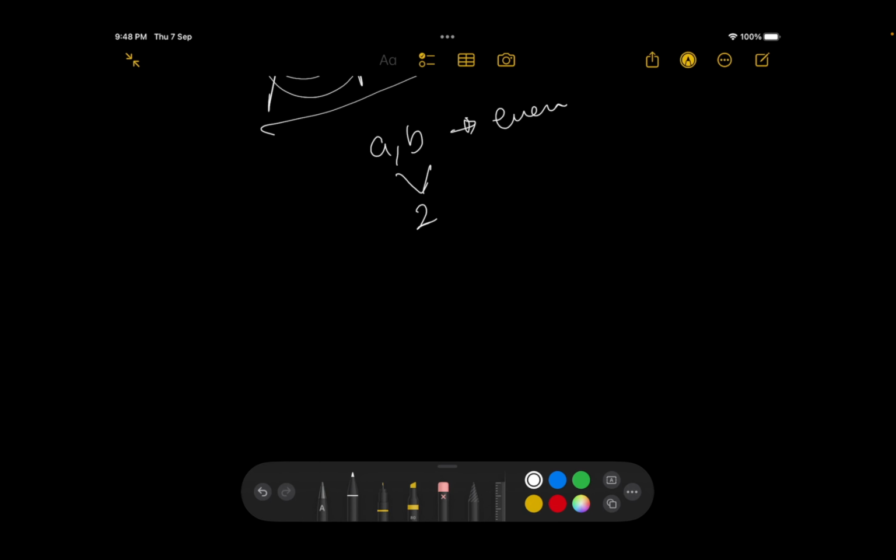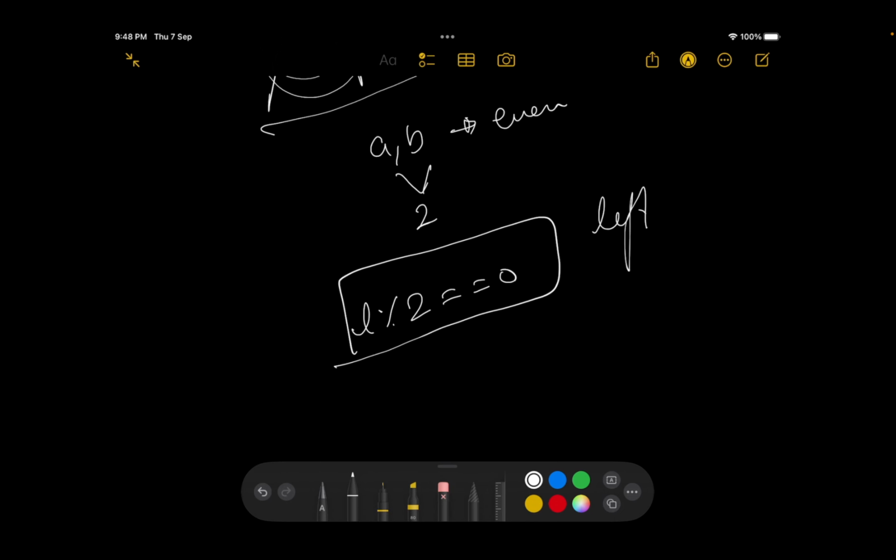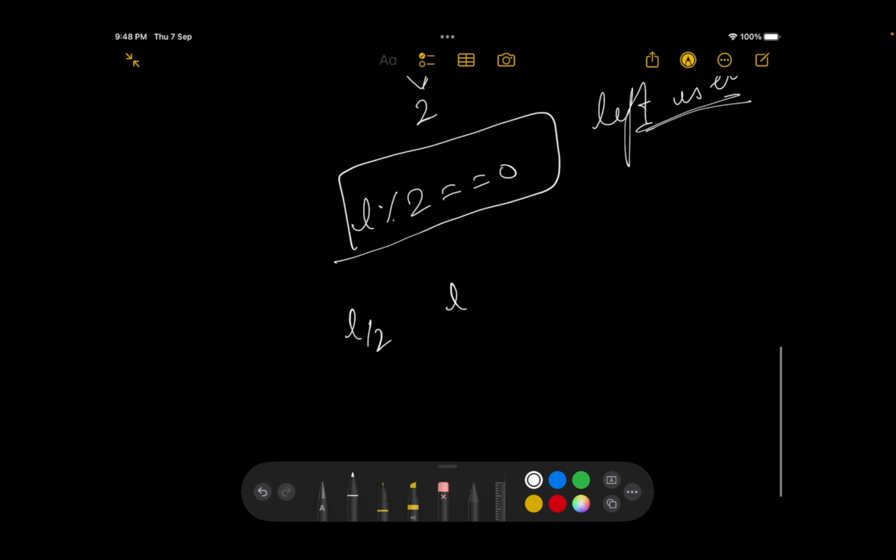So from this I can simply state that if my L modulus 2 equals 0, that means if my left, right, is even, then I already got the answer, because I can now say that L by 2 and L by 2 would be the 2 numbers I want.